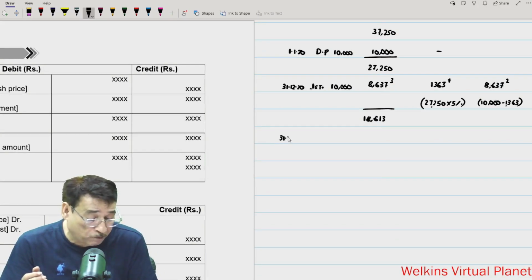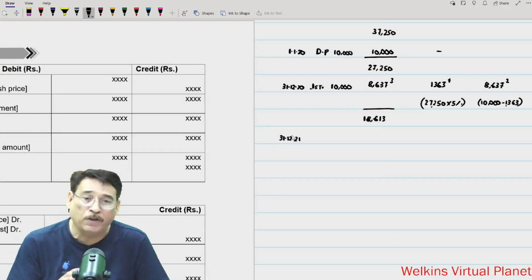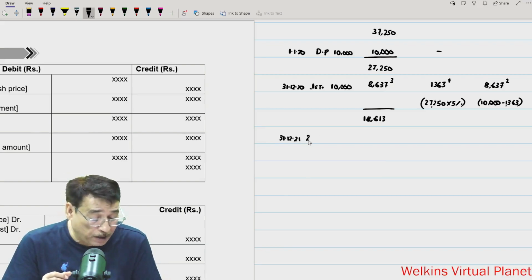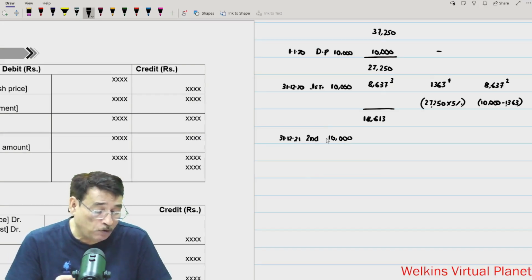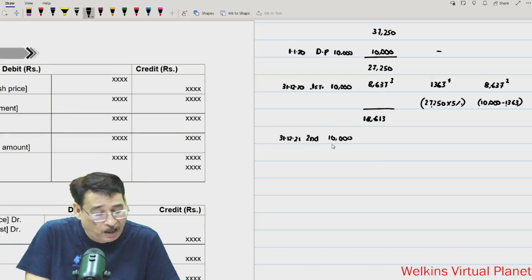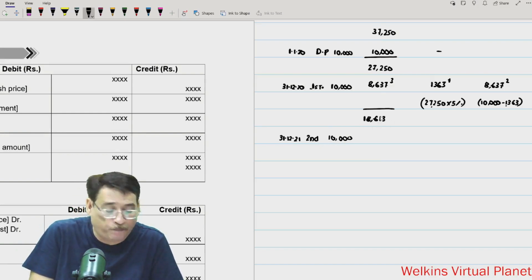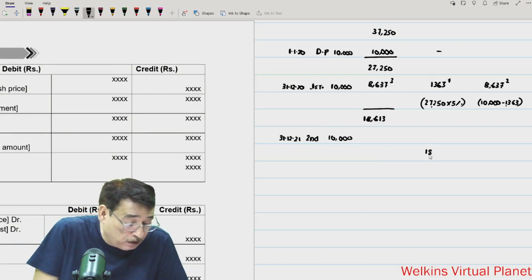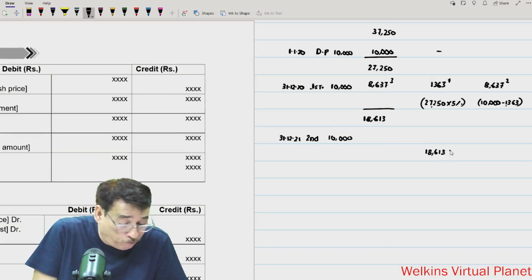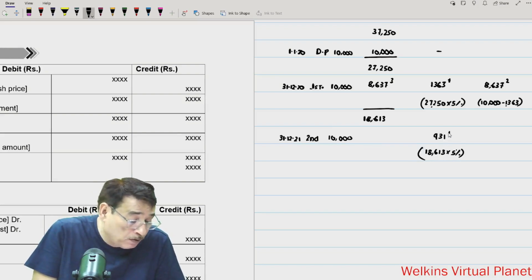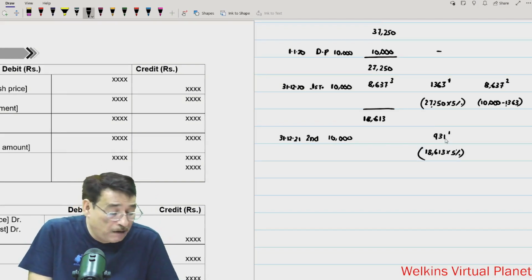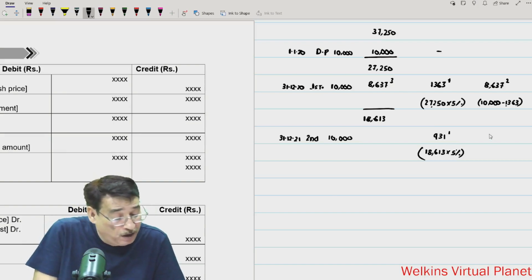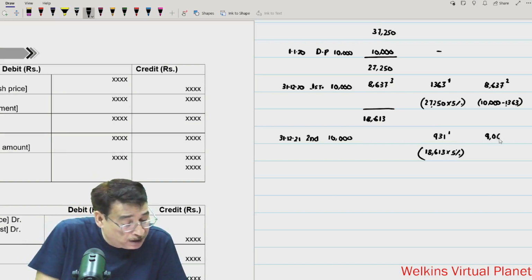Similarly, on 31st of 12/2021, that is the end of the second year, correct? I will pay the second installment. Again, the sequence will get repeated. I want to know the amount of interest included in it. All I have to do is compute 5% of this amount. That is 18,613 into 5%. It will be approximately 931. This is the first thing which I am supposed to do. I will subtract 931 from 10,000, and that will be equal to 9,069.